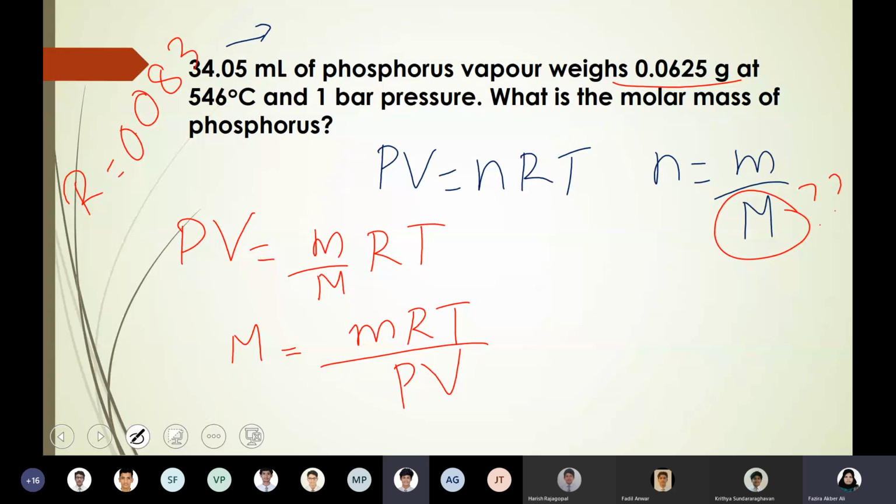Ma'am, one doubt. Over here, M is 0.0625, yeah? M is equal to 0.0625, yes, I'm just confirming. This is the mass.